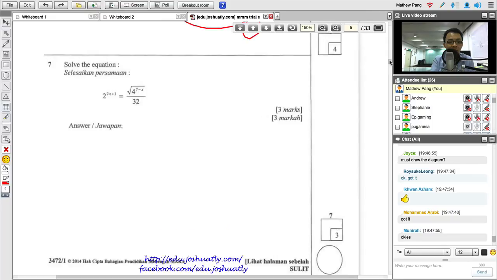Alright, I think this is indices and log together. So let's do this one together. Okay, I think this is just indices. 2x plus 1. And then this one is 4, right? It's 2 power of 2. And then this is 7 minus x. And then the whole thing, square root, is power half. 32 is just 2 power of 5. Alright, so we just solve it over here.